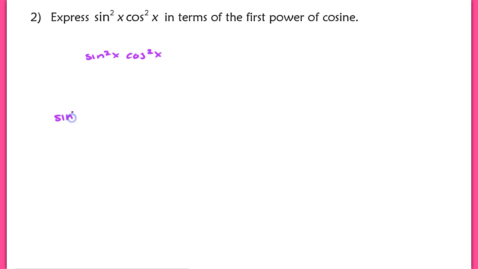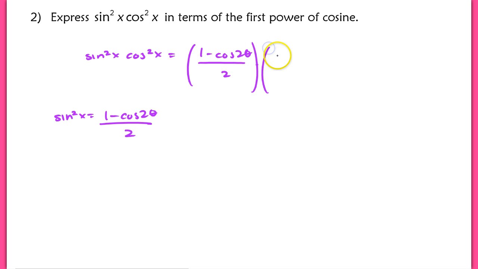So sine squared x is equal to 1 minus cosine 2 theta over 2. So I'm going to use substitution here and write that as 1 minus cosine 2 theta over 2. And then we already know that cosine squared x is 1 plus cosine 2 theta over 2. We just worked with that one extensively in the first question.